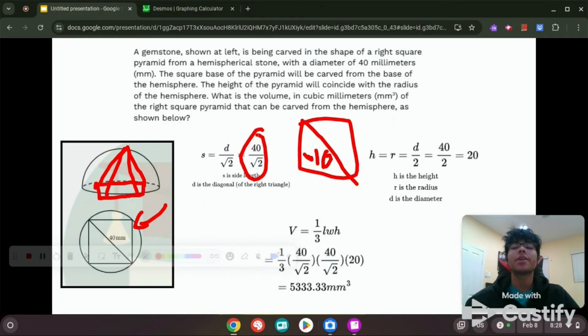So then we just plug it into our equation: 1/3 times 40 divided by the square root of 2, 40 divided by the square root of 2. We repeat that twice because it is a side length. And then the height is 20, which we get because the diameter is 40, and the radius is just the diameter divided by 2. And once we solve that, we get 5,333.33 millimeters cubed. Okay, next question.